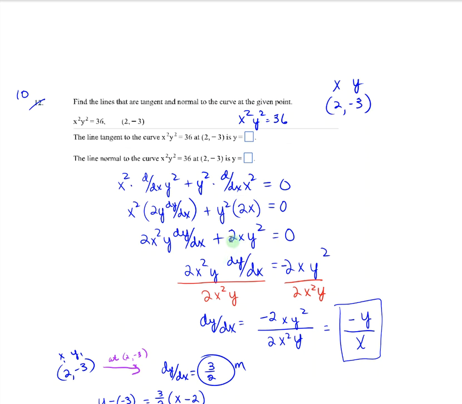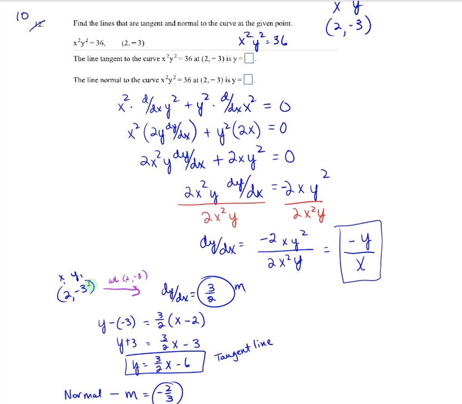I don't know why that happened. I was reading that wrong. So I subtract this 2xy squared over here and then divide by 2x squared y. So I'm left with dy dx equals negative 2xy squared over 2x squared y. Those twos cancel out. I'm left with a negative. The x is gone and you just have an x on the bottom. This y is gone and you just have a y on top. So my dy dx is negative y over x.